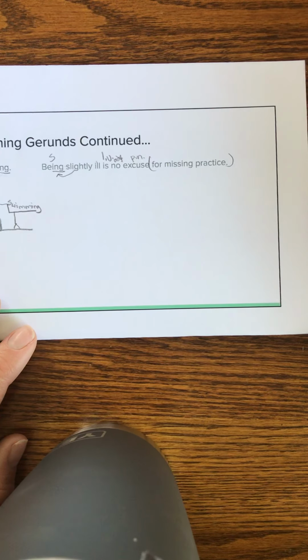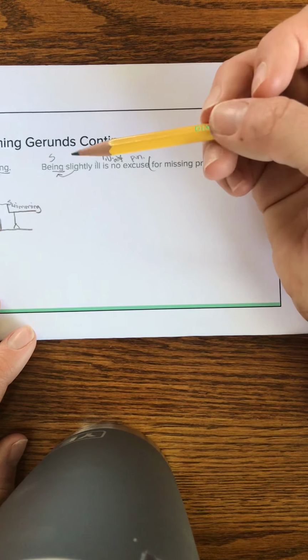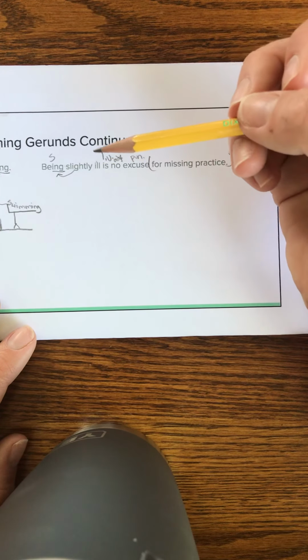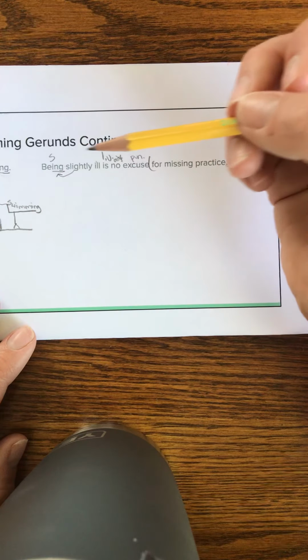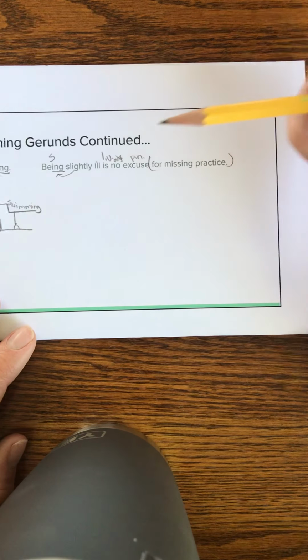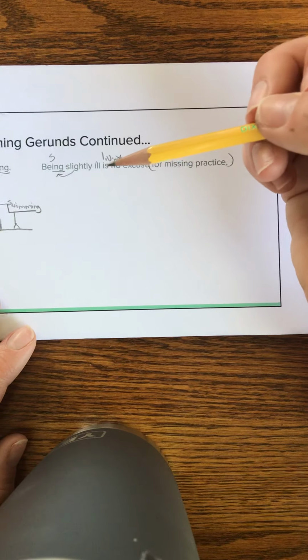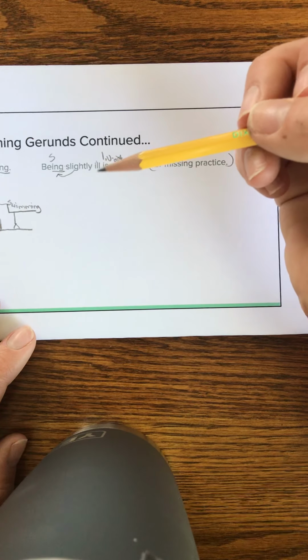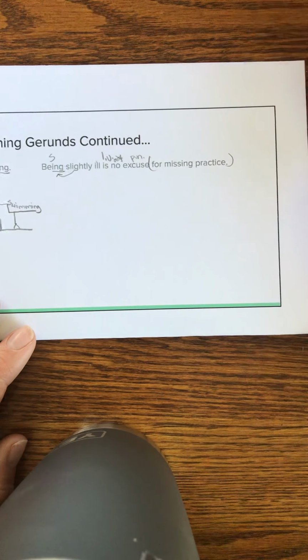Now we talked about this with participles, that because they're verbals, they're like these hybrid words. This gerund is being used as a noun, but it has a direct object, ill. What are you being? Ill. So it's not the main direct object of this sentence because this is a linking verb sentence, but ill still is the direct object of this verbal, this hybrid verb form.